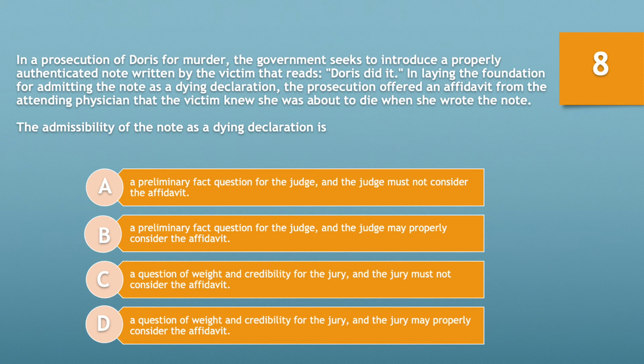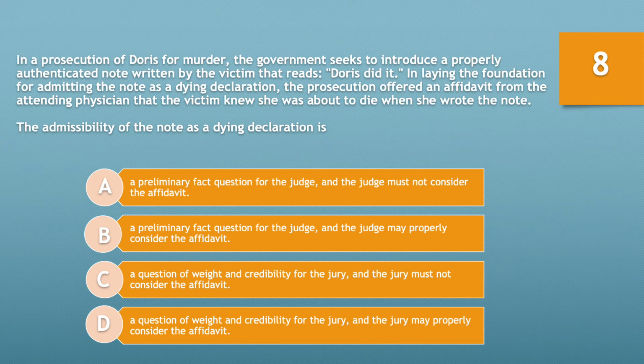Question number 8. In a prosecution of Doris for murder, the government seeks to introduce a properly authenticated note written by the victim that reads, "Doris did it." In laying the foundation for admitting the note as a dying declaration, the prosecution offered an affidavit from the attending physician that the victim knew she was about to die when she wrote the note. The admissibility of the note as a dying declaration is A, a preliminary fact question for the judge, and the judge must not consider the affidavit.